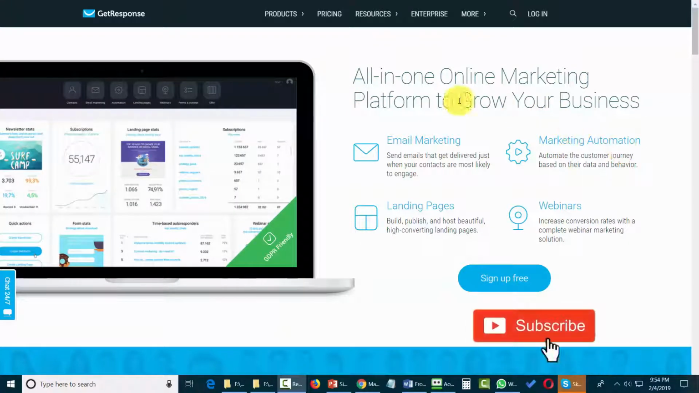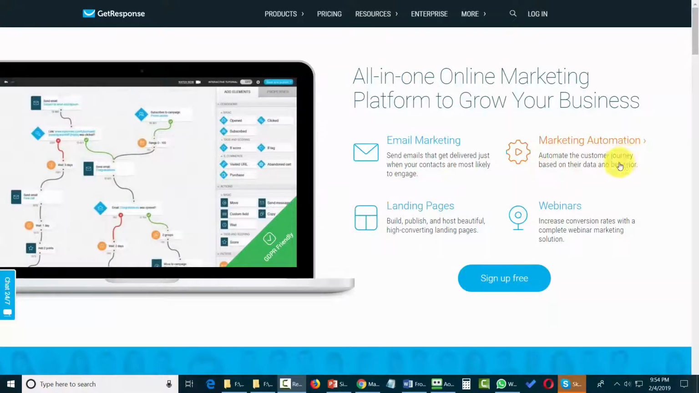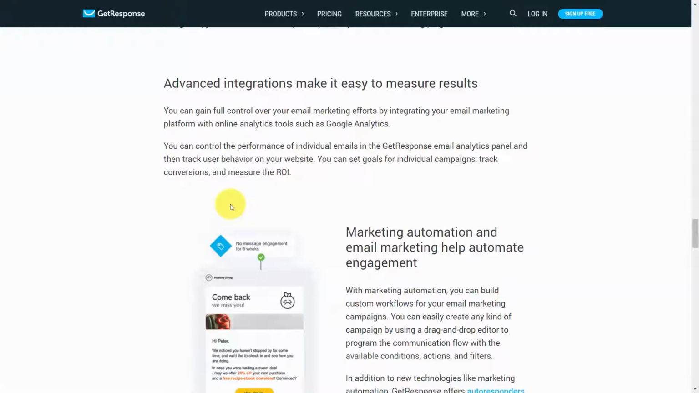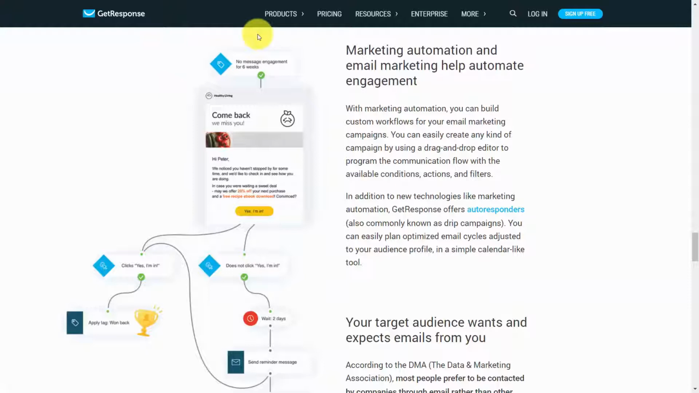And while GetResponse does traditional email marketing, including autoresponders and broadcast emails, it also focuses on landing pages, marketing automation, and webinars. And in this course, we will focus on the setup of your email marketing campaigns. We'll also discuss integrations that make using GetResponse easier, as well as an introduction to workflows, which is GetResponse's automation system.